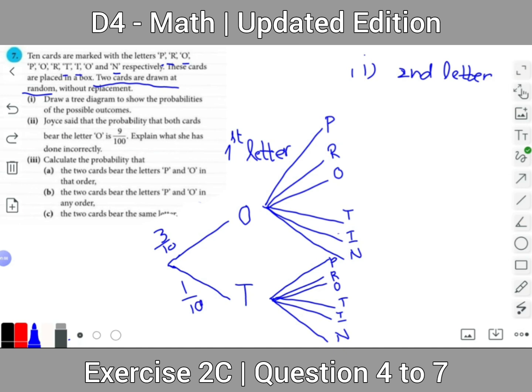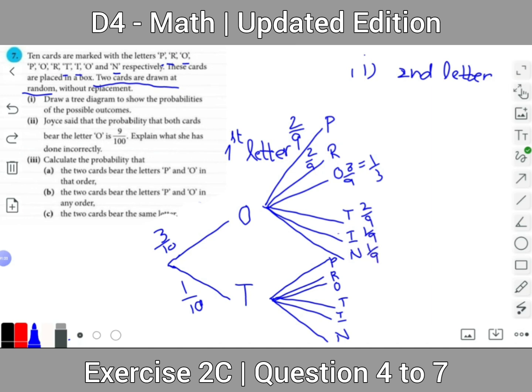Now the probability for the letter P in the second case of the second letter is 2 over 9. For R, we have 2 over 9. For O, we have 2 over 9. For T, it will be 1 over 9. For I, it will be 1 over 9, and for N, it will be 1 over 9.